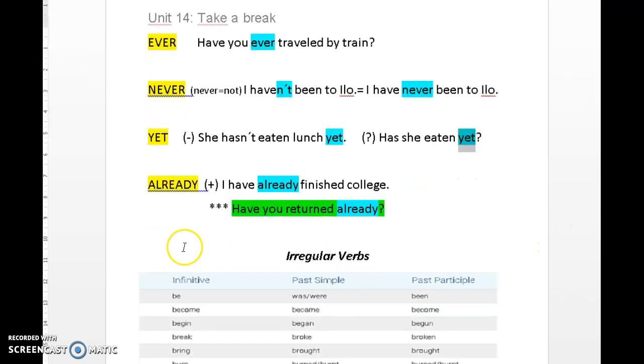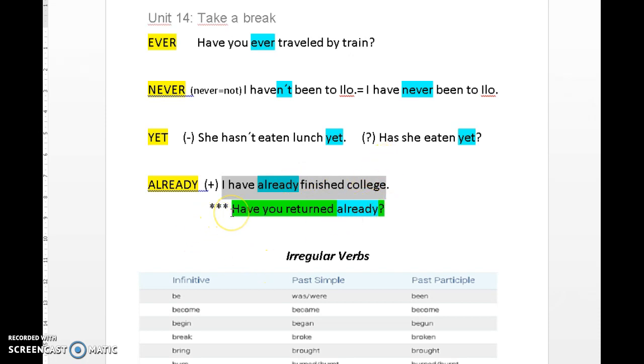The next word is already. We use already in positive sentences. I have already finished college. Yo ya he terminado la universidad.